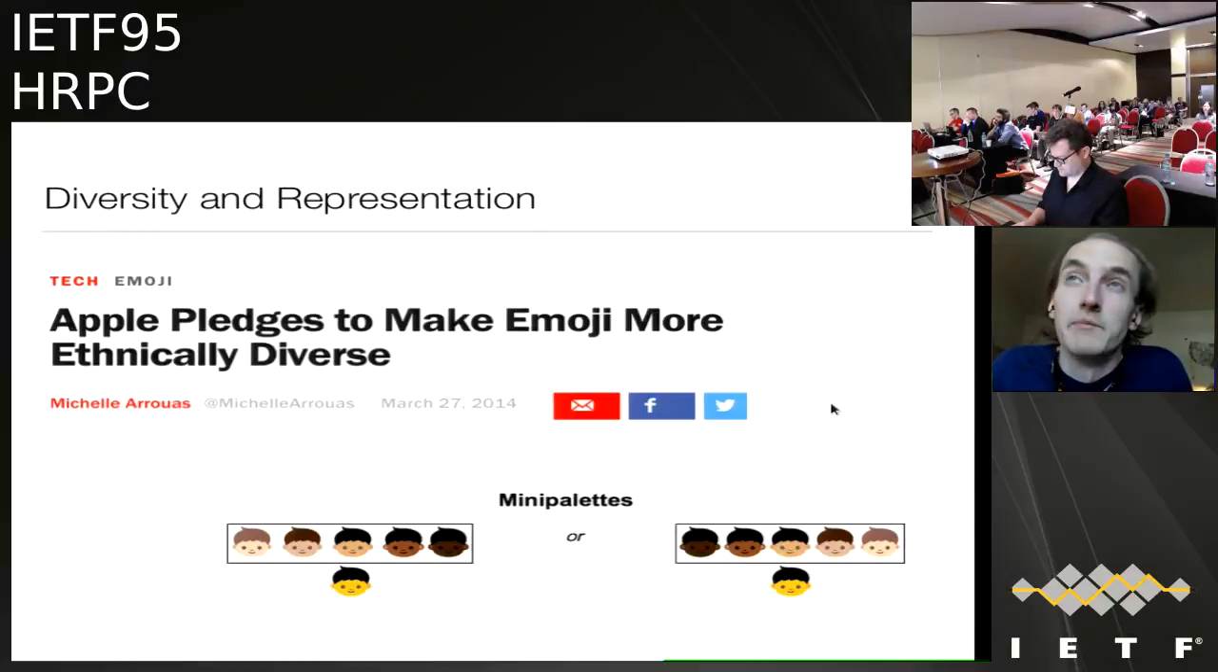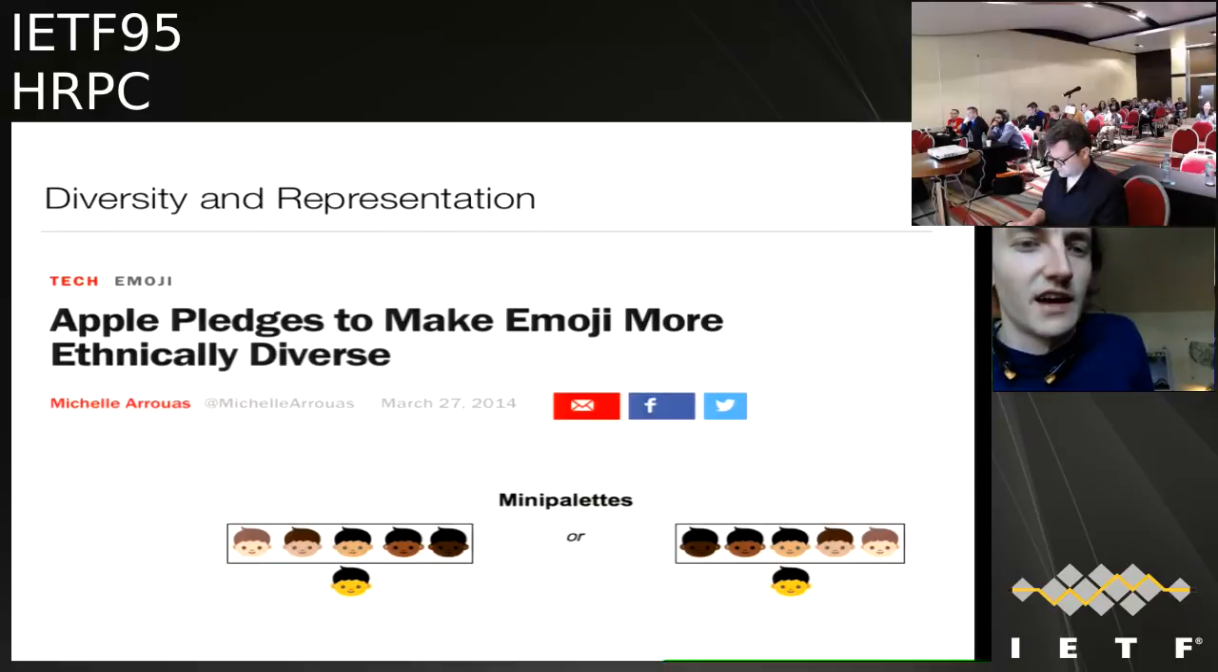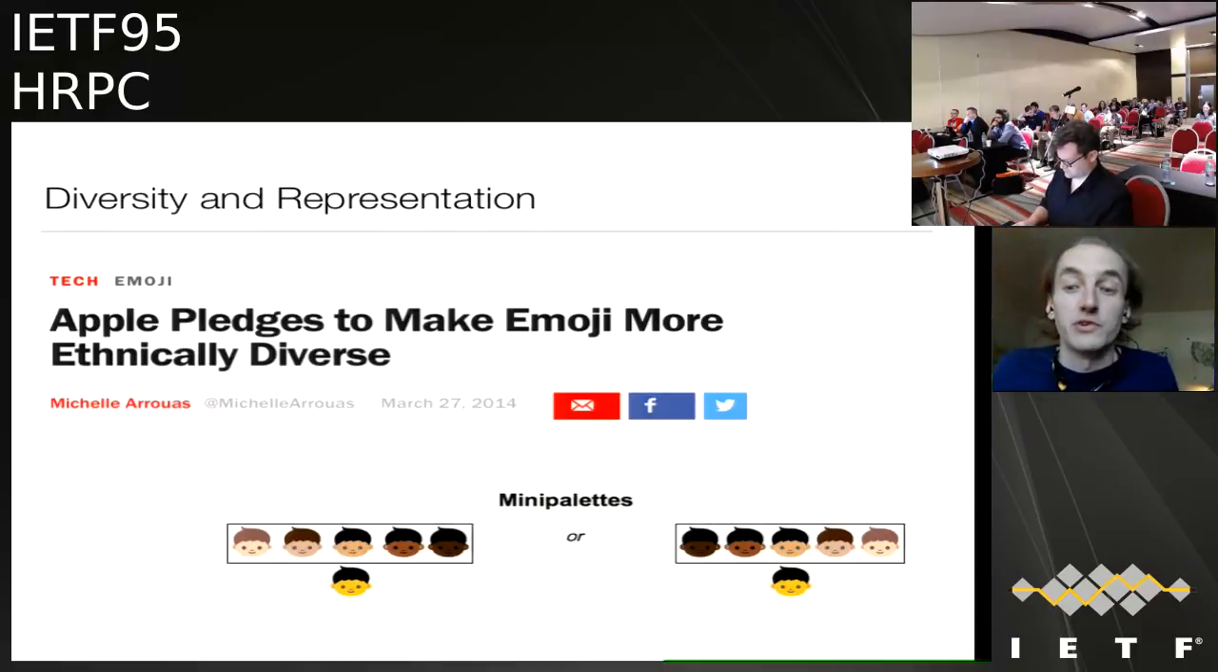Yeah, there we go. I've been going to some of the Unicode consortium meetings. That's one other fellow standards body we work with. And one of their recent accomplishments has been emoji diversity, skin tone diversity. The news article that I'm quoting here, of course, quotes Apple, quotes one company pledging to make emoji more ethnically diverse.